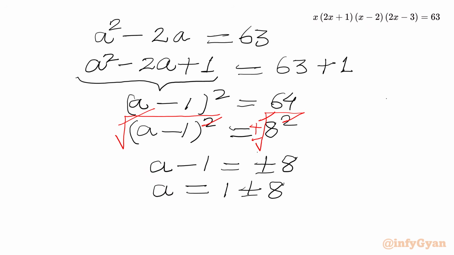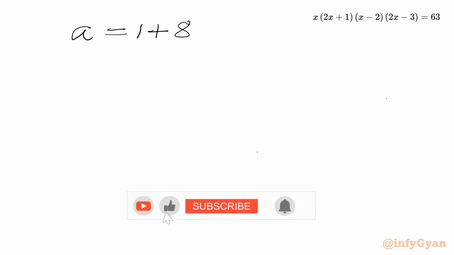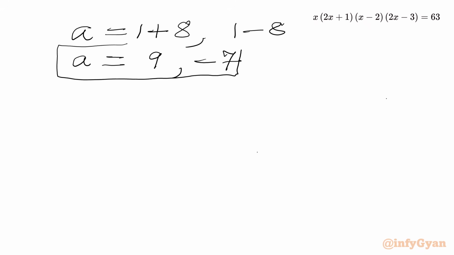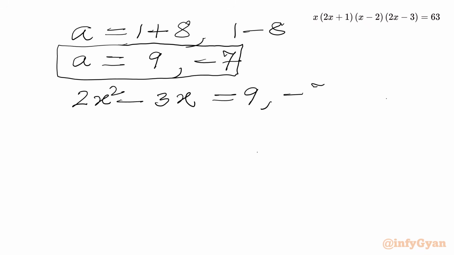So we have two a values. If I write 1 plus 8, and the second would be 1 minus 8. So we will write a equal to 1 plus 8 and 1 minus 8. 1 plus 8 is 9. 1 minus 8 is minus 7. So we have a equal to 9 and a equal to minus 7. Now a was 2x square minus 3x equal to 9 and minus 7.